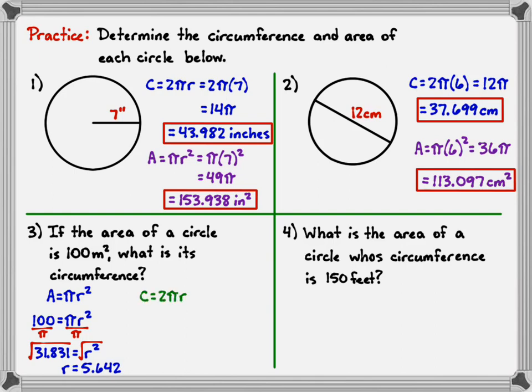And now I can plug that radius into the circumference formula, which is 2 pi r. And so I end up with 2 pi times 5.642. And then if I multiply all that out, I end up with 35.449 meters.